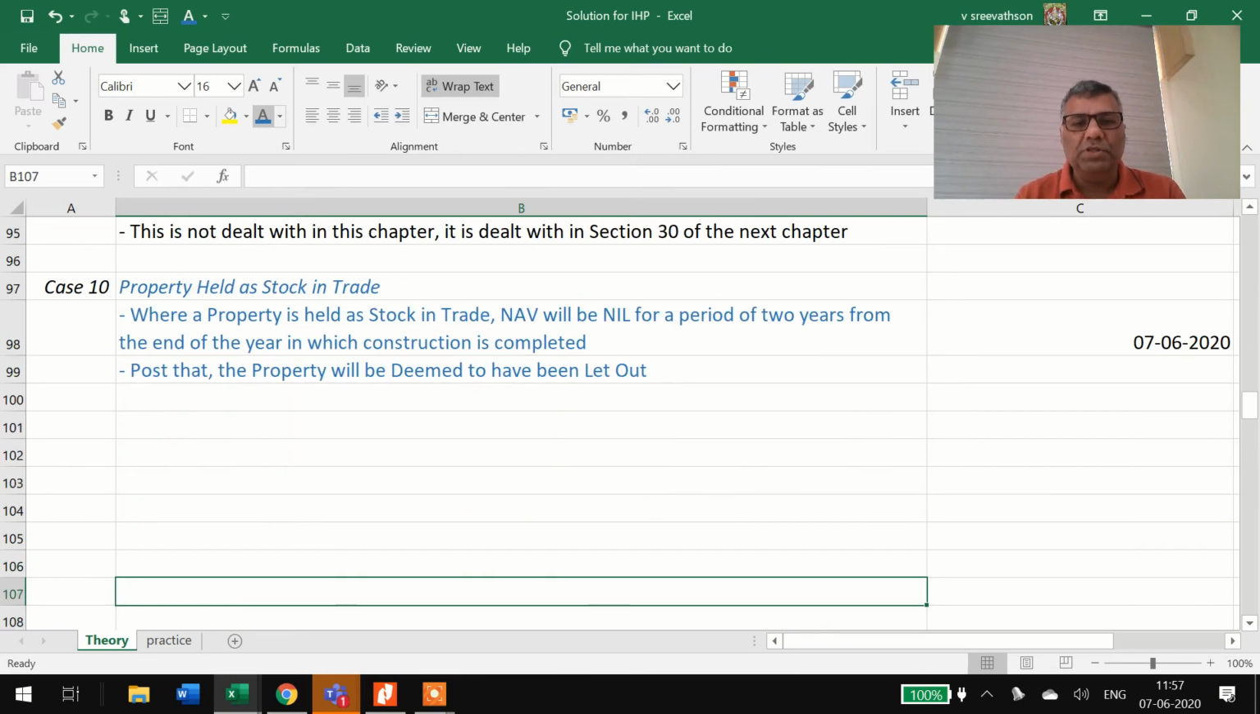Post that, the property will no longer be considered self-occupied. I will consider that NAV will be nil, and I will take it as deemed to have been let out. So I give you 2 years' time either to sell the property or actually let out the property. Otherwise, I will take it as let out.